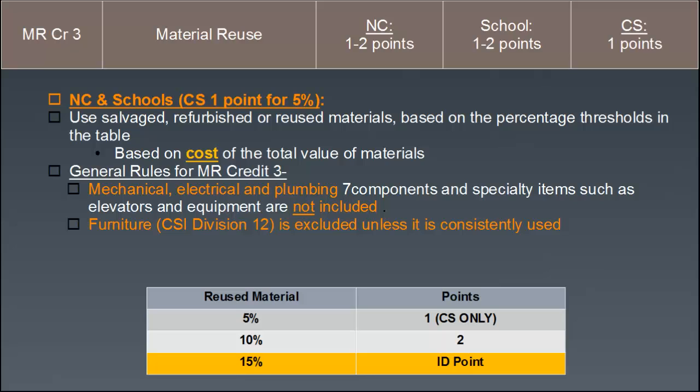Reused material for 5% gets you 1 point. That's 5% of your total material budget based on costs. 10% gets you 2 points. And there is an Innovation Design Exemplary point available for 15% of your total material costs being from salvage materials.